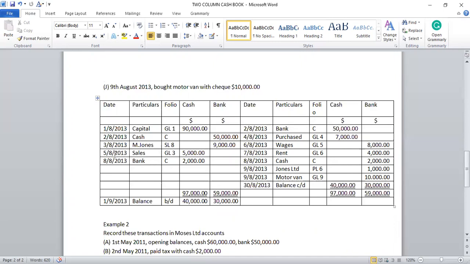So when we come to the debit side, 8th August 2013, that's the date, the particulars is bank, because the corresponding entry can be found on the bank account, and the cash account is receiving the money, so it will be debited with $2,000. So the folio column shows C, indicating a contra or a transaction between the bank and the cash.